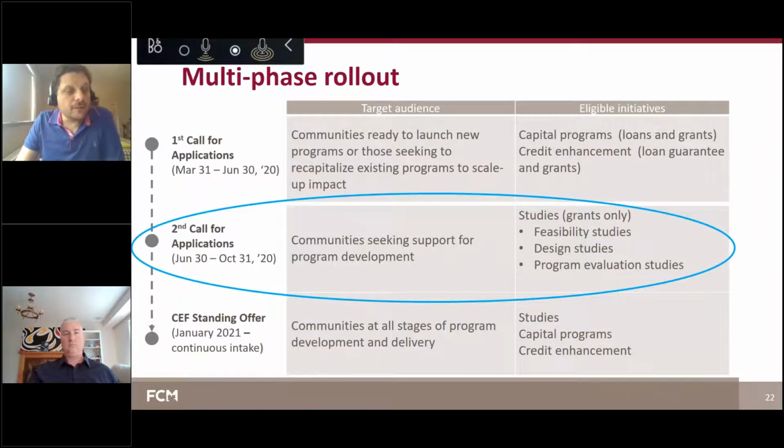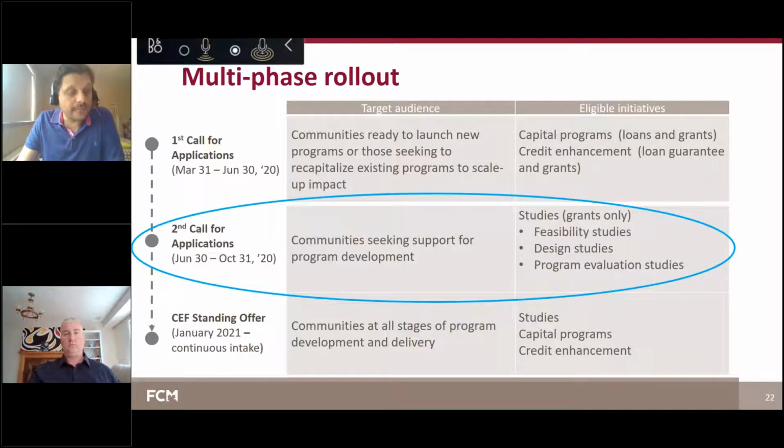So as mentioned, we're taking a multi-phase rollout of community efficiency financing, and there's several opportunities to apply depending on your community's readiness. We're about to close our first call for applications, which we launched on March 31st, which was really tailored to municipalities who were at, I'd say, an advanced stage of readiness, who were looking to capitalize a new program or scale up an existing financing program, and who had all of the pieces in place to do just that.